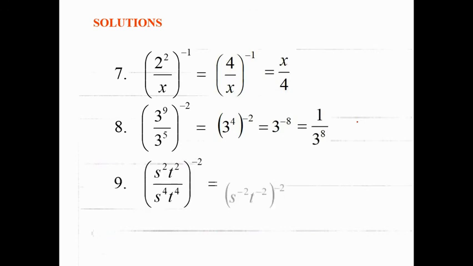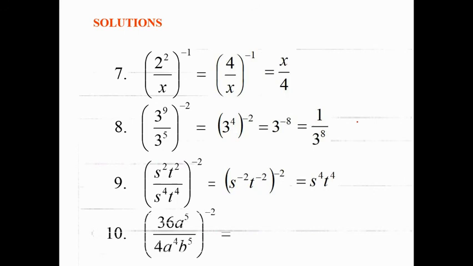Here we can simplify both s's and t's. And when you distribute the -2 through, with the -2's, they will become positive. And here we have one more. We're going to take 36 divided by 4 is 9. A to the 5th over a to the 4th is just a, and there is no b on top. But then they take the -2 and they put it through. So we get b to the 10th over 81a squared.